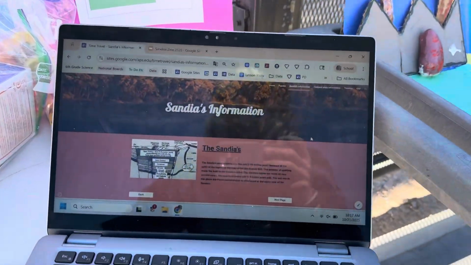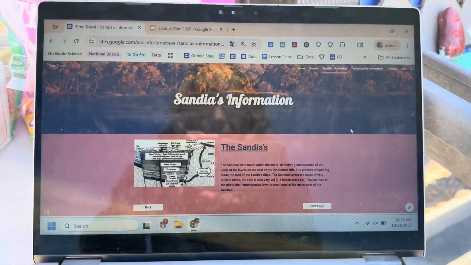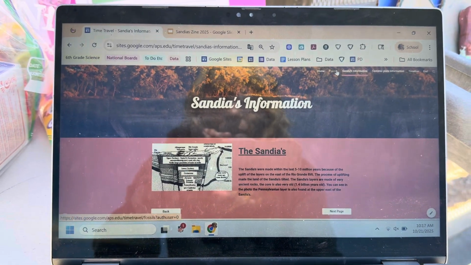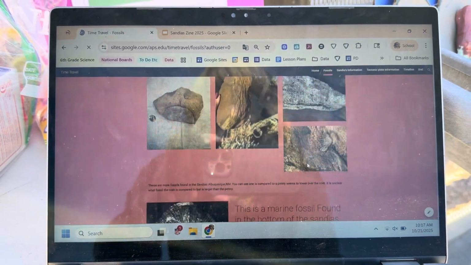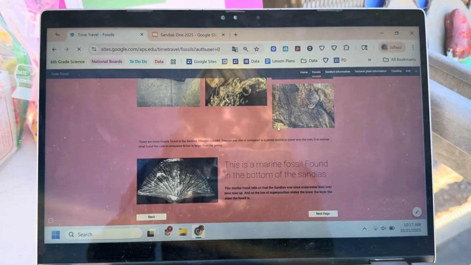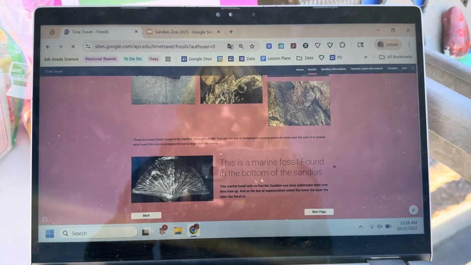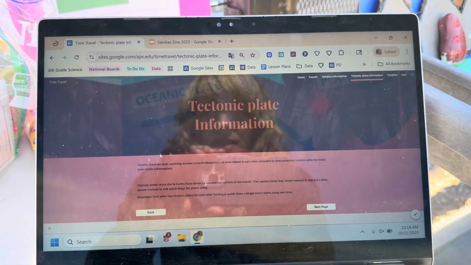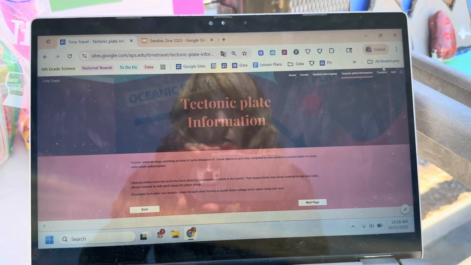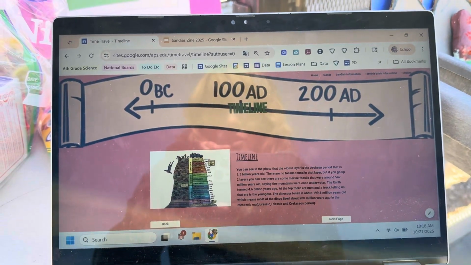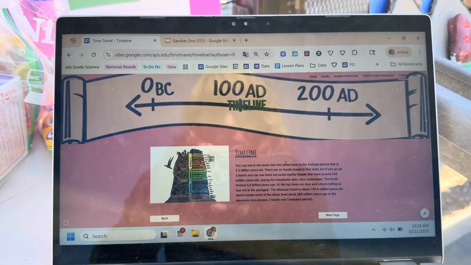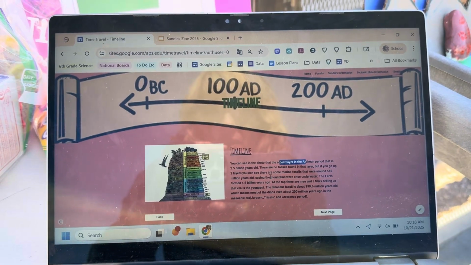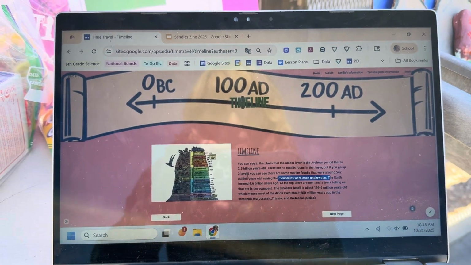We've got a website that you can explore, and this website has about how the Sandia is formed with a model. We've got some fossils, right? Mostly marine fossils that we find in the Sandias. We've got tectonic plate information, so how tectonic plates move, and we've got a general timeline. The oldest layer is the Archean because it's at the bottom, right? The mountains were once underwater if we find marine fossils.